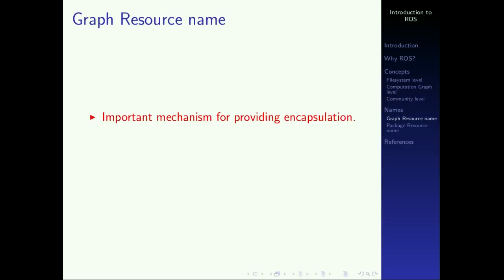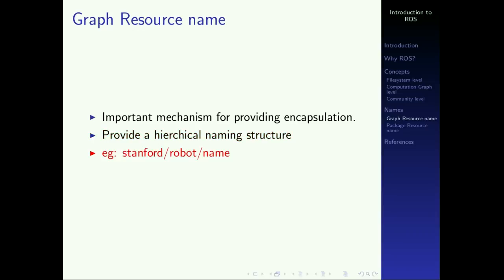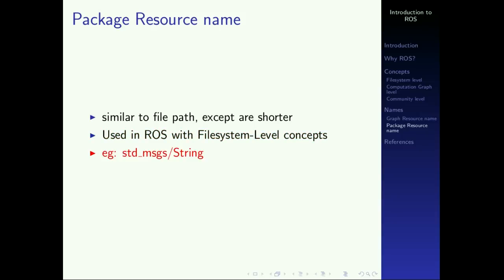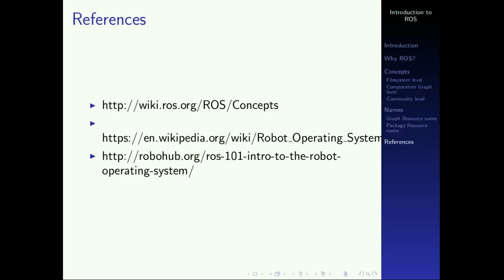Now let's start with the name level. First is graph resource names. They provide a hierarchical naming structure that is used for all resources in the ROS computation graph, such as nodes, parameters, topics and services. It is an important mechanism for providing encapsulation. Then package resource names. They are used in ROS with file system level concepts to simplify the process of referring to files and data types on disk. For example, std_msgs/String refers to the String message type in the std_msgs package. These are the references that you can refer to for more information about ROS.